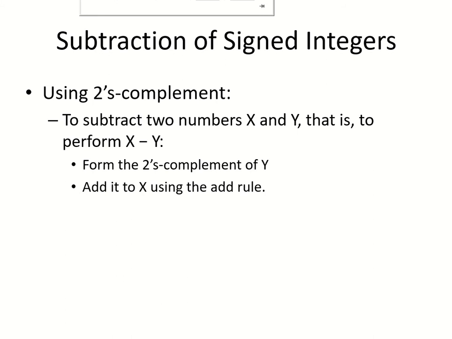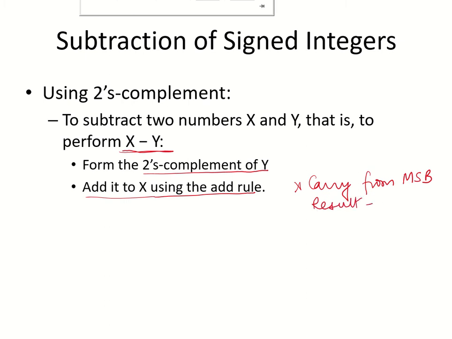Let us look at how we can do subtraction of signed integers using 2's complement. If we have to do this computation x minus y, we will take the 2's complement of y and add it to x using the add rule. And what does the add rule say? That we ignore the carry from the MSB, and that the result has to be representable in the n bits that we are using in the representation. As long as this is taken care of, you will get the correct result.